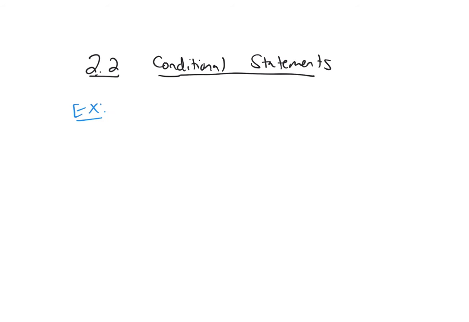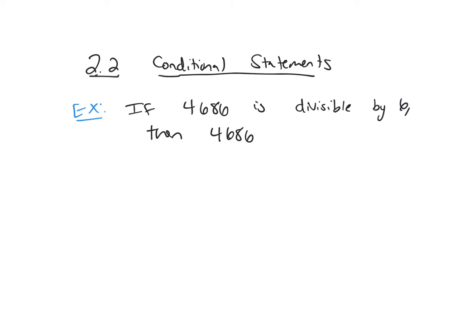So now let's go ahead and start our next section, 2.2, which is about conditional statements. So remember, we saw conditional statements before. Those are the statements that are written in if-then form. So for example, if 4,686 is divisible by 6, then 4,686 is divisible by 3.